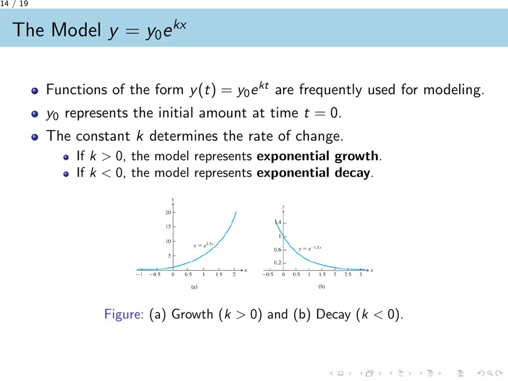For instance, an investment earning continuous interest follows a growth curve, while the amount of a radioactive substance like carbon-14 follows a decay curve. Therefore, the sign of the constant k is the key piece of information that tells you whether you are modeling a growth or a decay process.